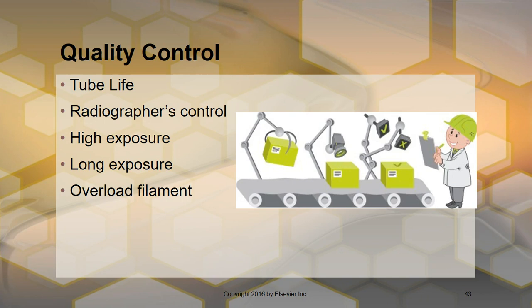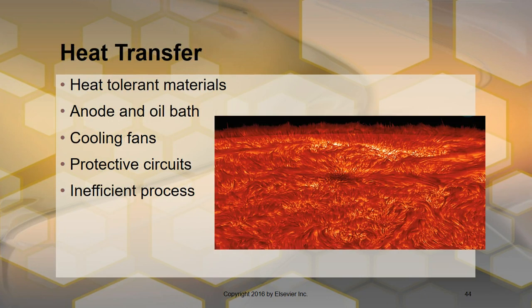And that's what this is about, is quality control. Making sure you do it right, check all the boxes, and do it correctly. If not, then you have too much built up heat. And we have heat tolerant materials. We also have an oil bath, we have cooling fans, we have protective circuits. But if we use too much heat and build up that tube, then there can be a problem.